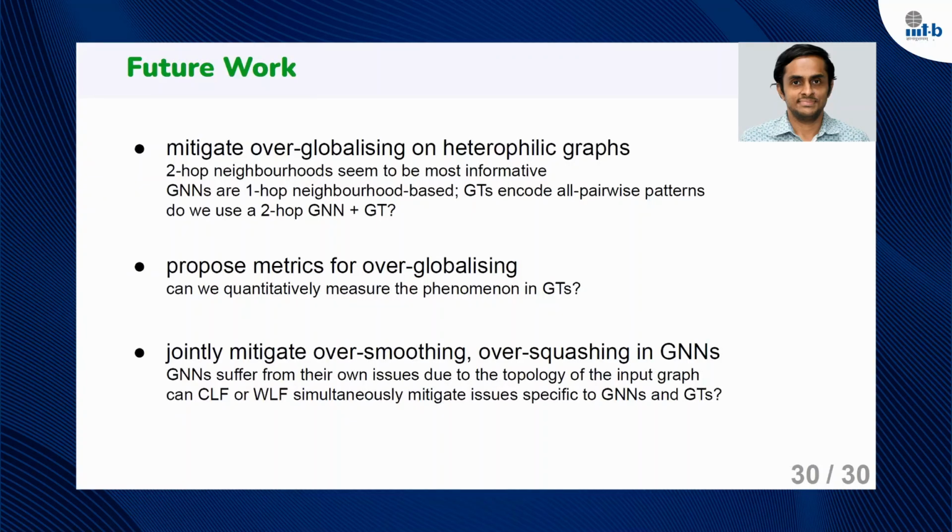And then there are some issues with local models as well. Graph neural networks have their own issues, some of them being over-smoothing and over-squashing. These are issues that happen because of the local nature of GNNs. One line of research could be to see if joint training can jointly reduce over-globalizing and issues that are specific to GNNs, like over-smoothing and over-squashing. That is another line of research.